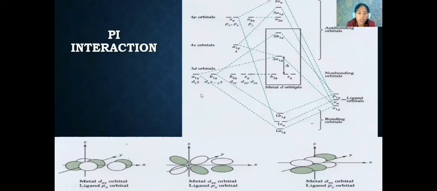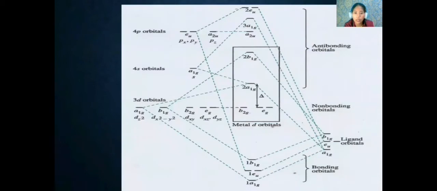So we have here the pi interaction of our square planar complex. You have there the bonding orbitals, the anti-bonding orbitals, and then the non-bonding orbitals. And you have the other diagram for this orbital bonding pi interactions. Okay, so that's it.